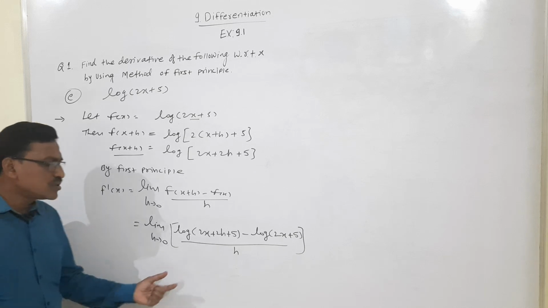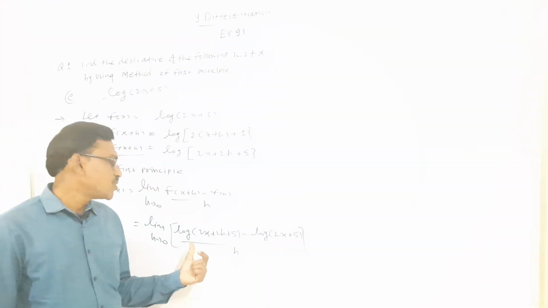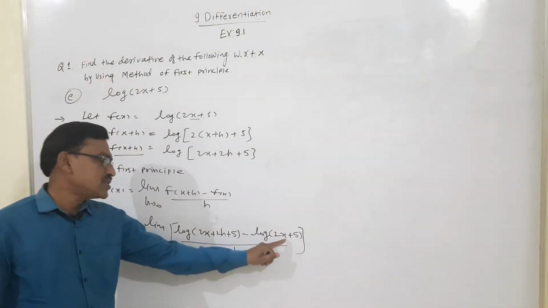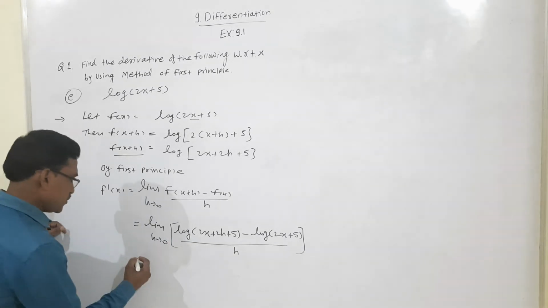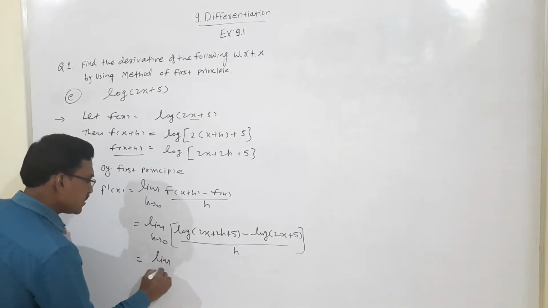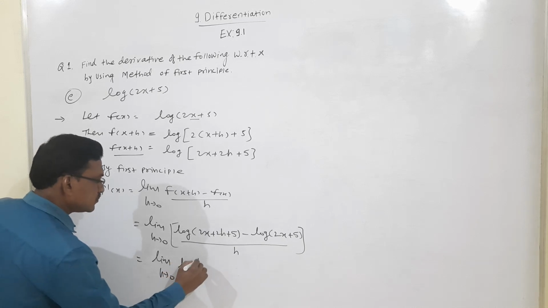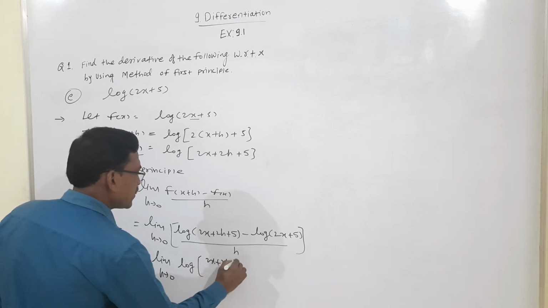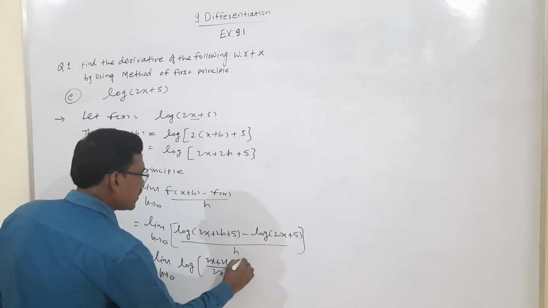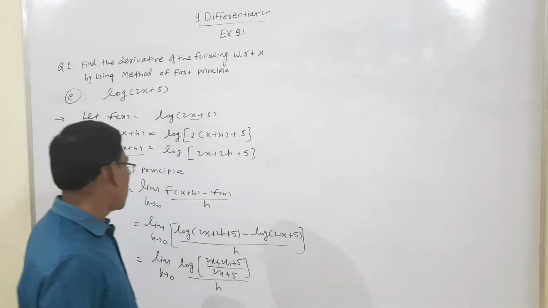Now here we use the logarithmic rule: log a minus log b gives log of a by b. Suppose this is a and this bracket is b, so it is log a minus log b, which is log of a by b. So we write it this way: log of (2x plus 2h plus 5) divided by (2x plus 5), and the whole divided by h here.